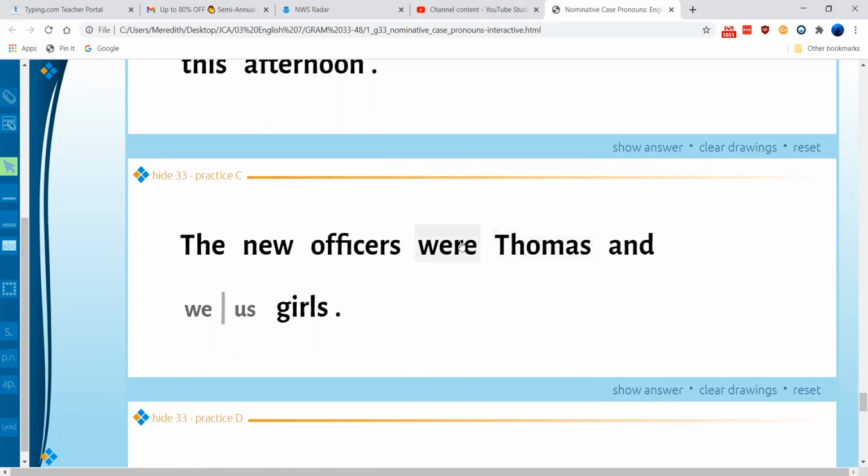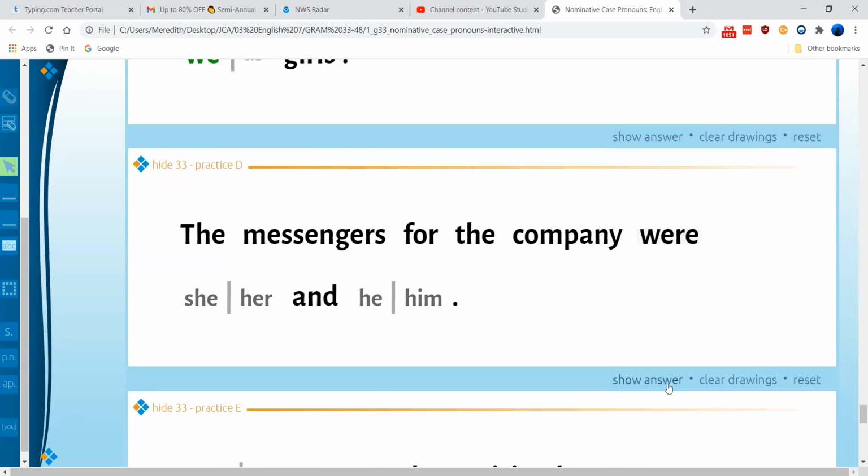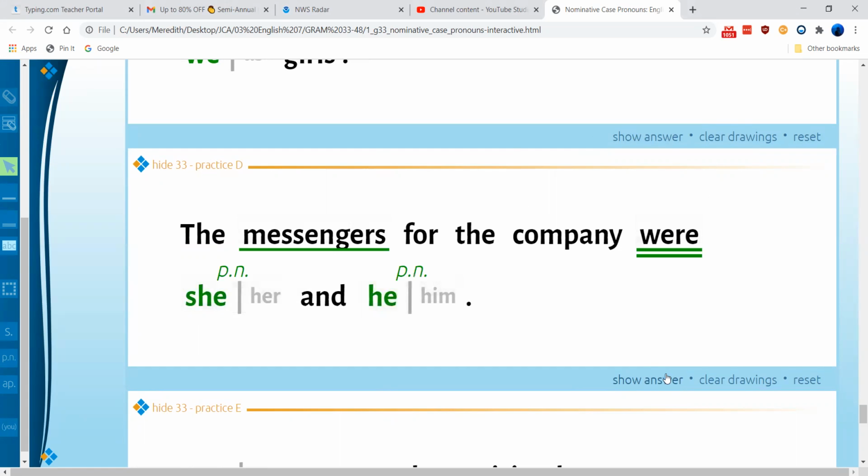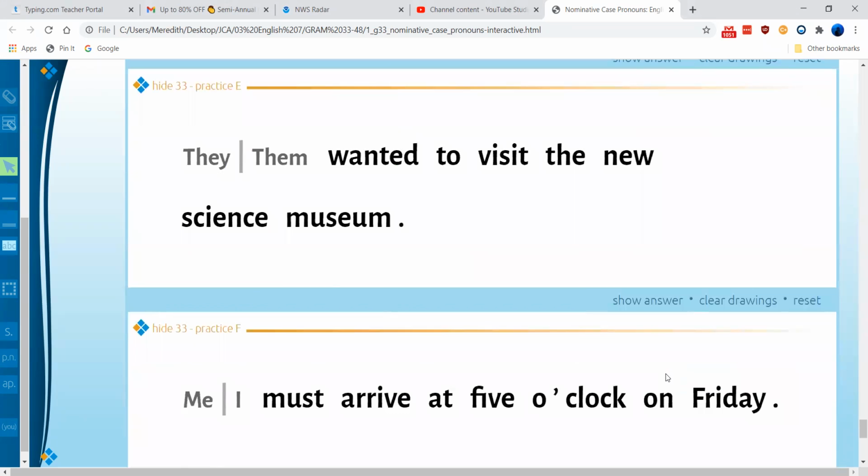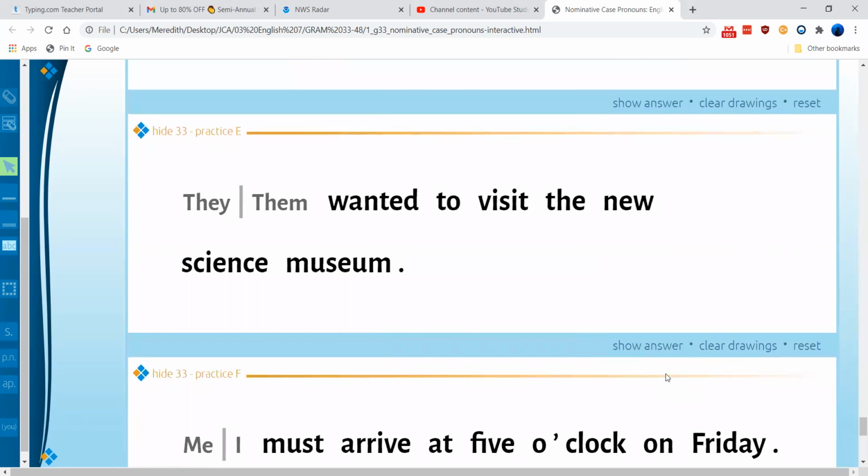The new officers were Thomas and we or us girls. So what's your verb? You have were. Officers is your subject. Officers were who? Thomas and we. What's girls? It's an appositive. Don't get distracted. All right. The messengers for the company were she or her and he or him. So what's your verb here? We have were. So we have a linking verb. Who were the messengers? Messengers were she and he. Predicate nominatives. Okay. They or them wanted to visit the new science museum. They, nominative case.